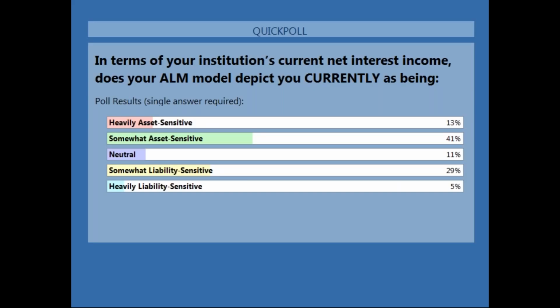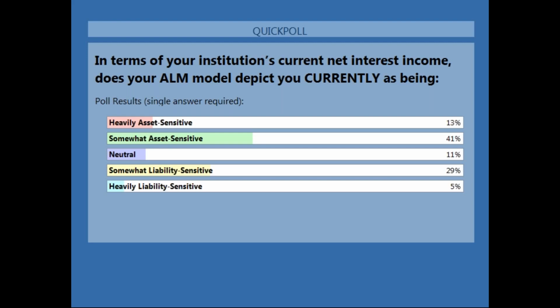Sharing the results. Looks like 13% of you are heavily asset sensitive. 41%, the clear winner, are somewhat asset sensitive, and that makes sense given where rates have been and balance sheets are positioned. 11% of you are neutral. 29% are somewhat liability sensitive. And last but not least, 5% of you denote yourselves as heavily liability sensitive.